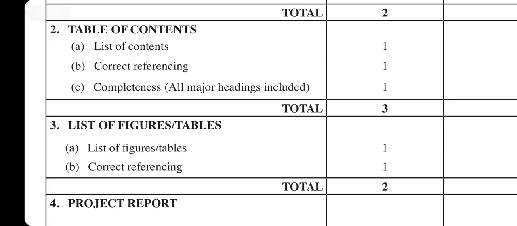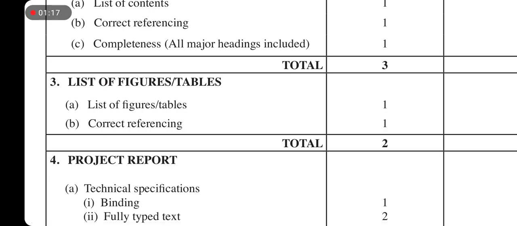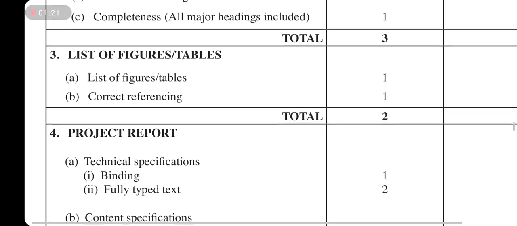Then after table of contents, you must also have list of figures or list of tables. So list of figures and list of tables will give you half a mark if you have them. If they are correct, also 1 mark. The main list of figures will give you 1 mark. Correct referencing will also give you 1 mark.